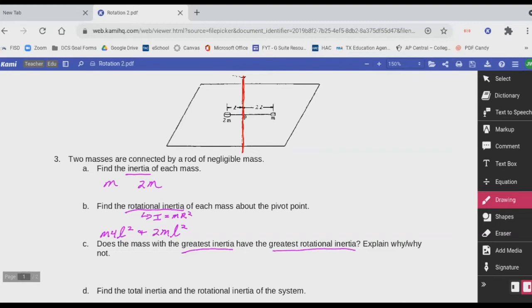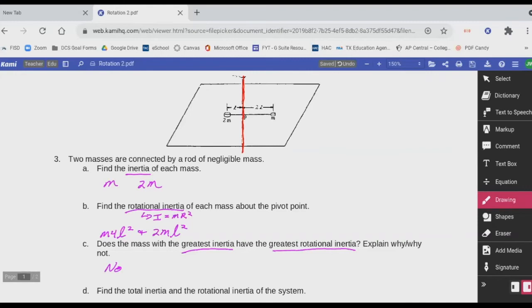You can't just say increased mass means increased rotational inertia. Yeah, but increased distance is squared. So you've got to do the calculation to make the comparison. So the answer is no. And the why is what we just talked about.